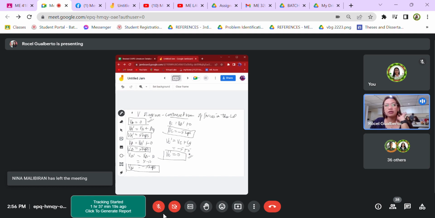So titingnan niyo po, ito po yung magiging parang tingin nyo kung tama ba yung iyong ginagawa. Okay, if you start with 0, then you end with 0, right? Pag hindi po ganyan yung solution mo, isa lang po ibig sabihin, mali po yung solution ninyo. So, it starts with 0, it must end with 0. Otherwise, mali po. So, yan po yung gagawin.